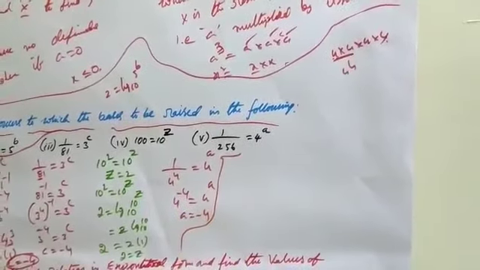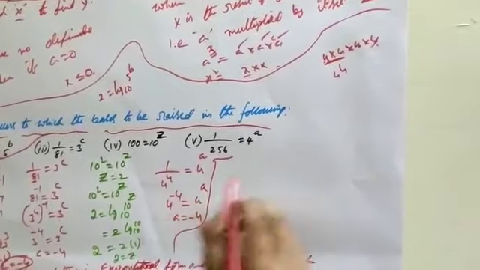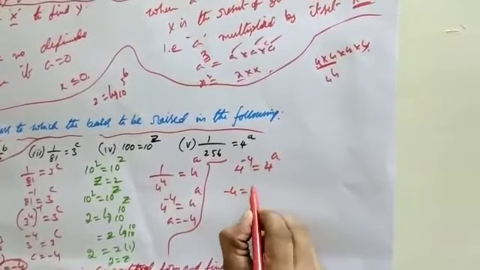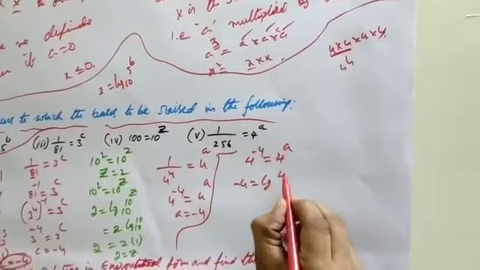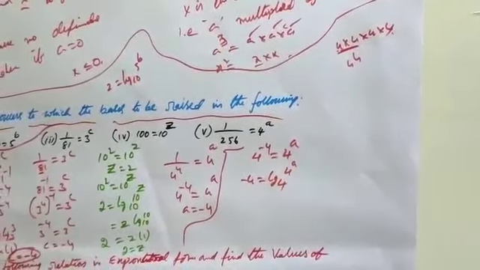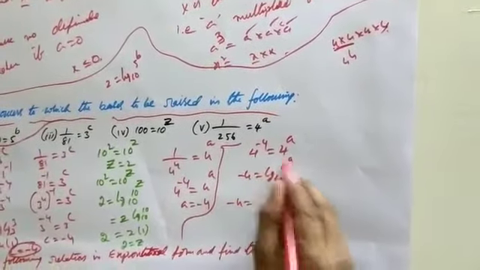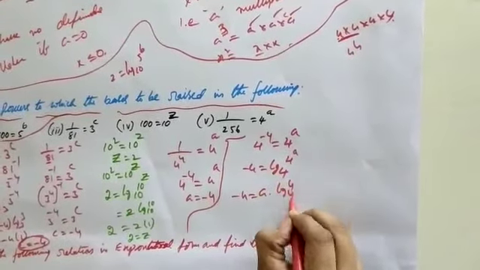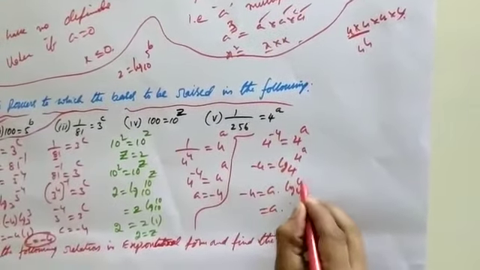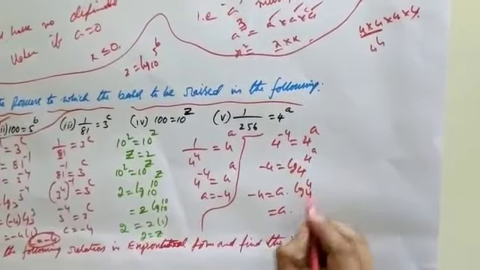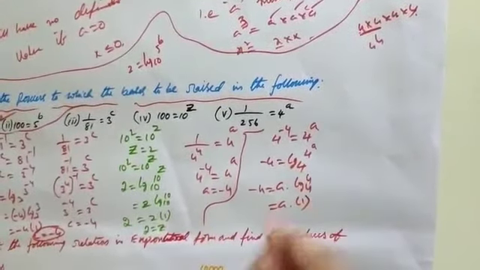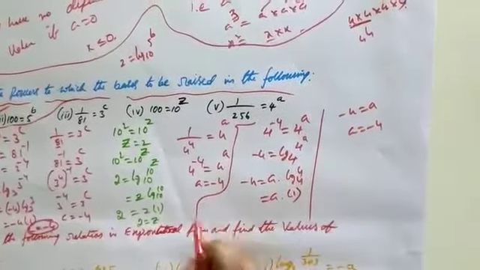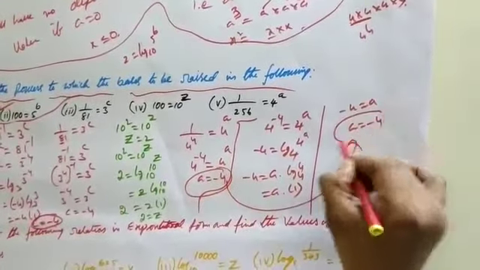Now go to the logarithmic form. 4 power minus 4 is equal to 4 power a, therefore minus 4 is equal to log of 4 power a base 4. The power a is transferred before the log, so it is a into log 4 base 4, which, as already discussed, is 1. Finally minus 4 is equal to a. Therefore a is equal to minus 4. True.